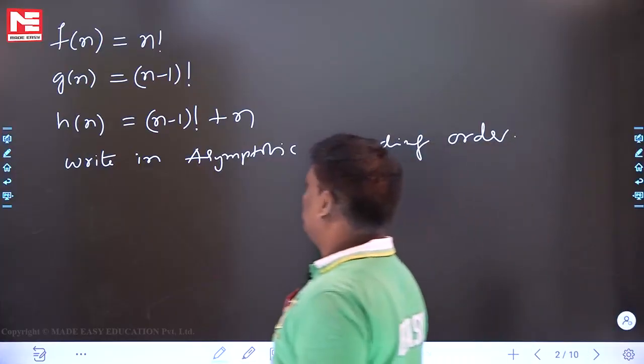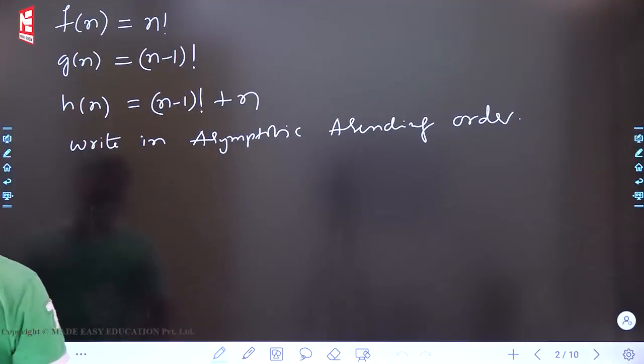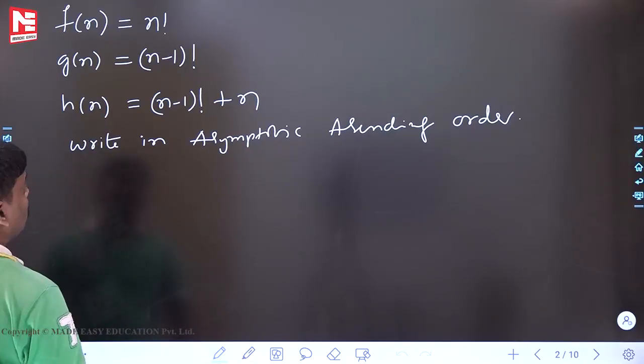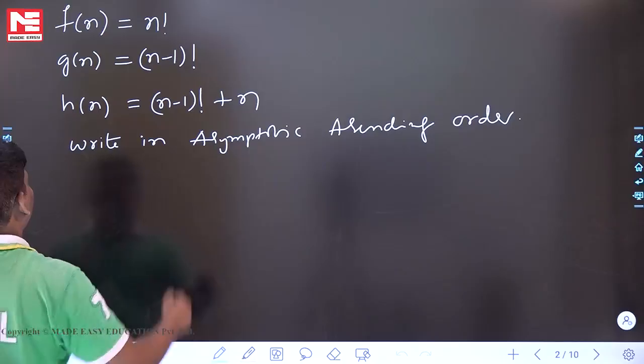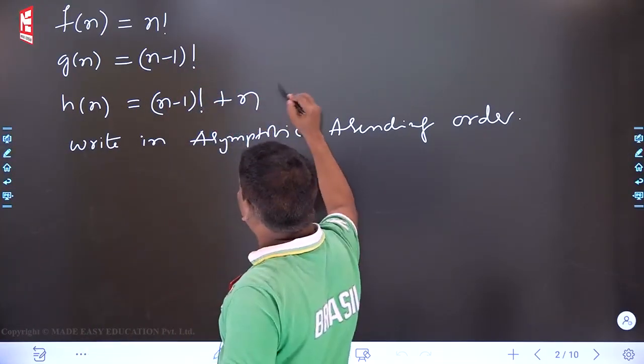Right? See this problem also. I think three functions are given. They are asking to write them in asymptotic ascending order. Let me check here. It is n factorial. It is n minus 1 factorial. It is n minus 1 factorial plus n.